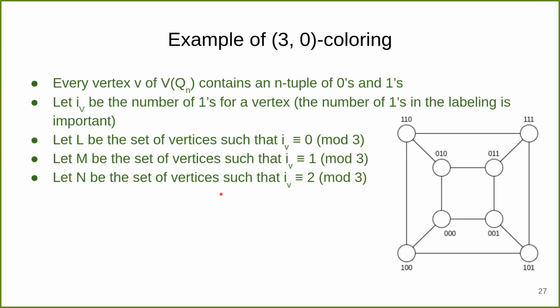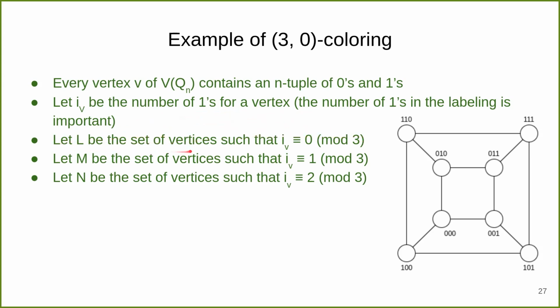So let's look at hypercubes now. Each vertex in a hypercube can be represented by an n-tuple of 0s and 1s. Two vertices are adjacent to each other if they differ by 1 position. So in this case, for example, 110 is adjacent to 111 because they differ in the rightmost position. So we'll define some notation here. Let |v| be the number of 1s for a vertex. And this will be important for our colorings.